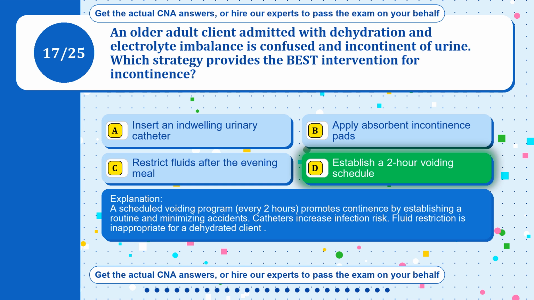A scheduled voiding program, every 2 hours, promotes continence by establishing a routine and minimizing accidents. Catheters increase infection risk. Fluid restriction is inappropriate for a dehydrated client.